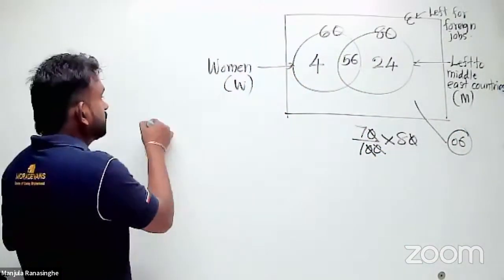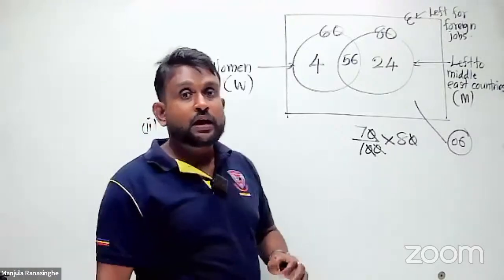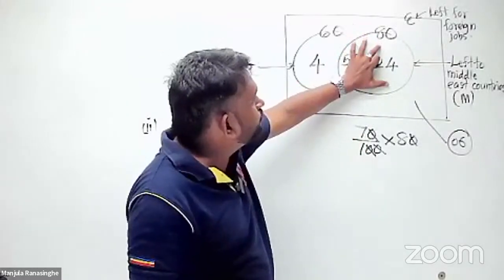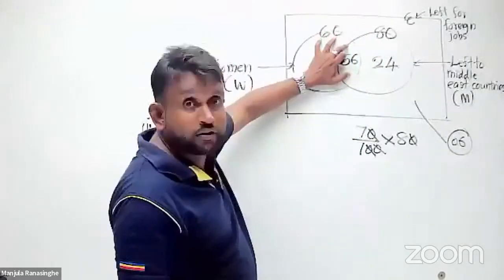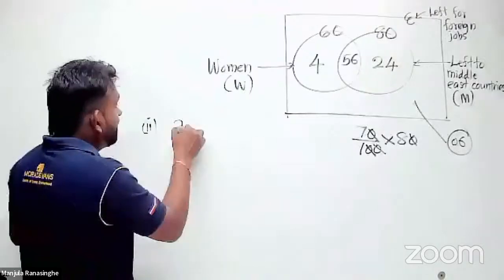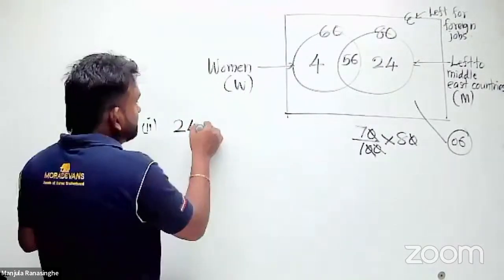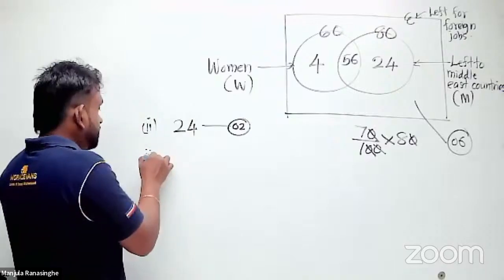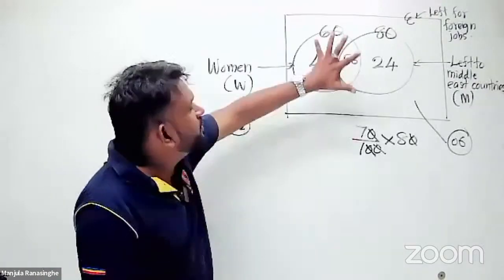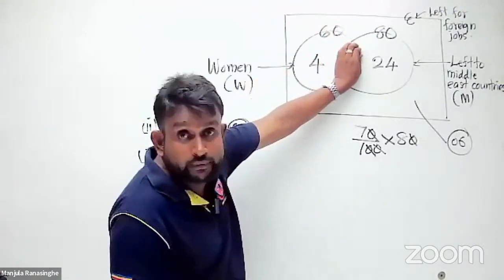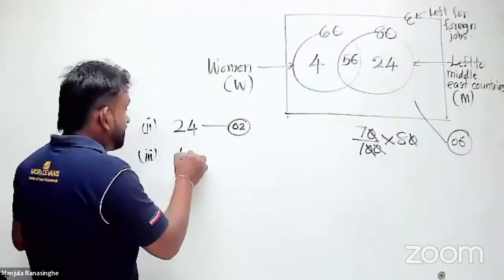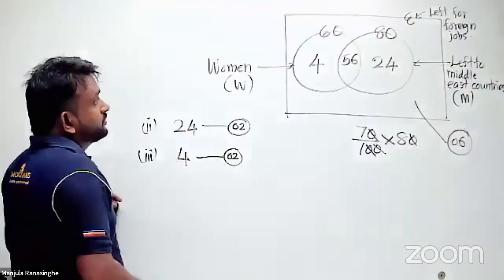Then part 2, what are they asking? How many men left for the Middle East countries? Men means no intersection with the woman set, so this part, 24. That is the number of men who left for the Middle East countries. That is 2 marks. In part 3, how many women left for the other countries? This is the woman set and this is the Middle East, so other countries means the other side. This 4 only, so 4 is the answer. You have another 2 marks.